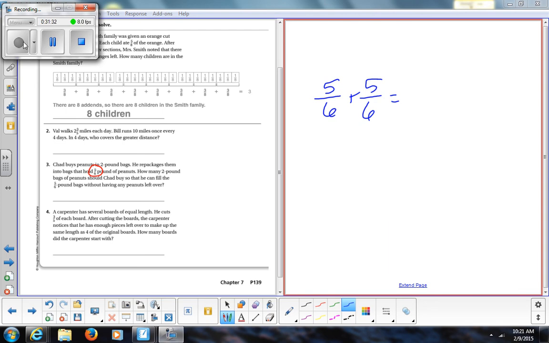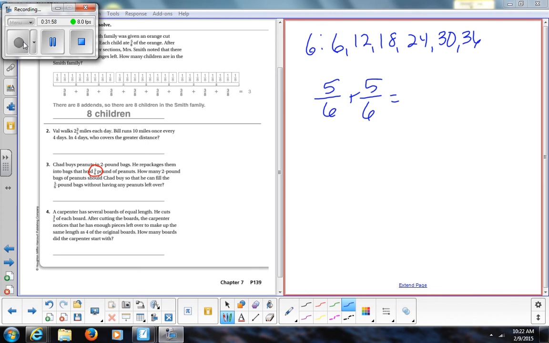Eyes on me. Hey, if it helps you, do the multiples. What are the multiples of 6? 6, 12, 18, 24, 30, 36. Okay, so we have to add the top numbers till we get to one of these numbers.